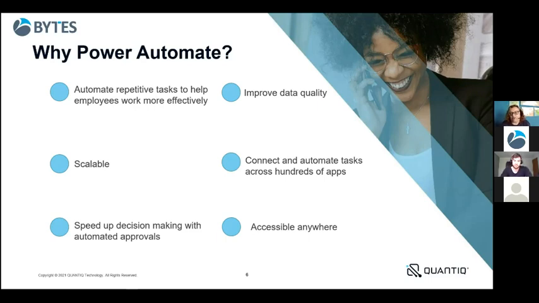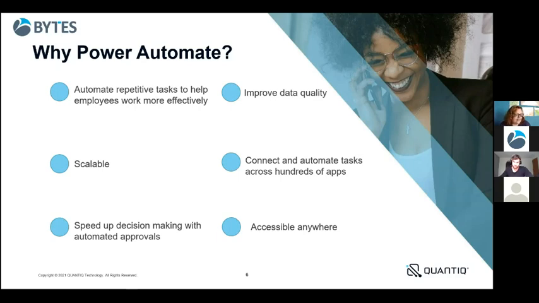I've already talked about the different apps. We can connect and automate tasks across different apps. We can use Power Automate to automate approvals. So if you've got a process at the moment where people are having to email their manager to get approval for something, we can do that with Power Automate and automatically send the emails, automatically get a response, and automatically update your database based on the response.